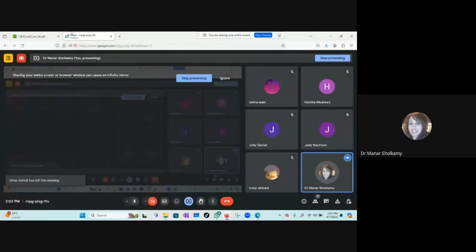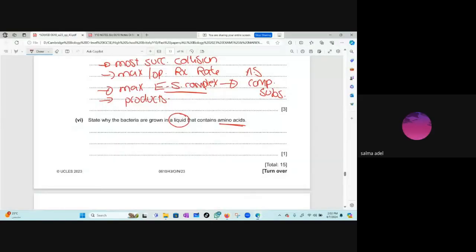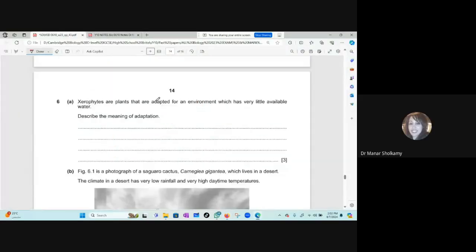Did I lose connection? Why does any organism need amino acids? Can you hear me? Growth, yes, to make what? To make proteins. Yes, of course, to make proteins, for growth, for enzymes, for whatever.